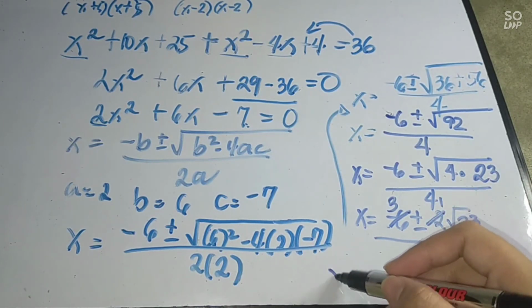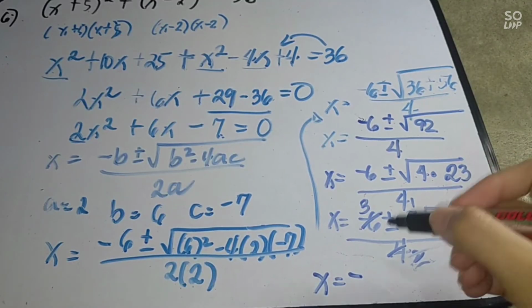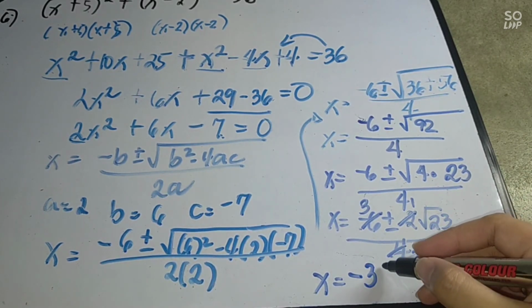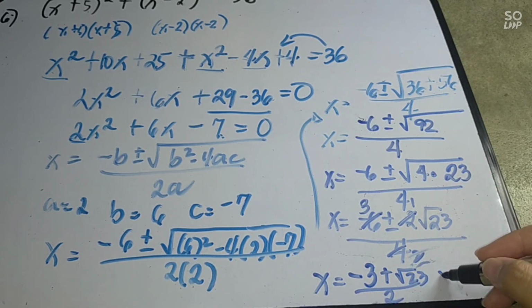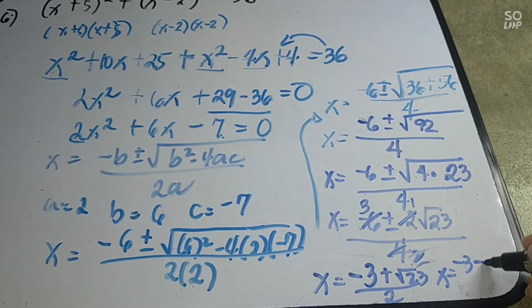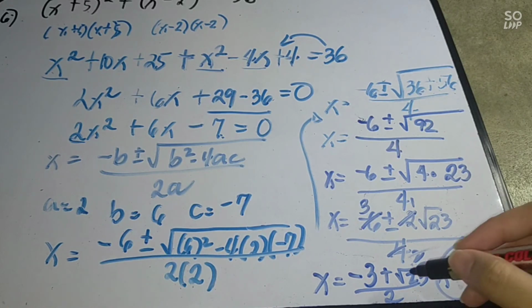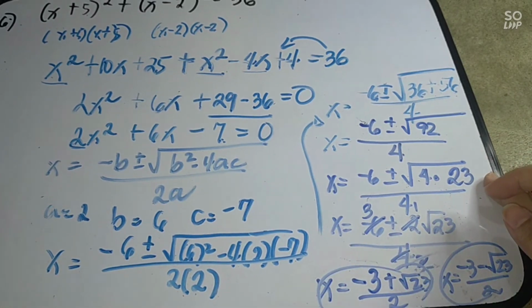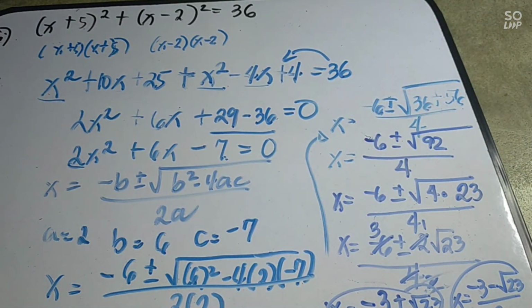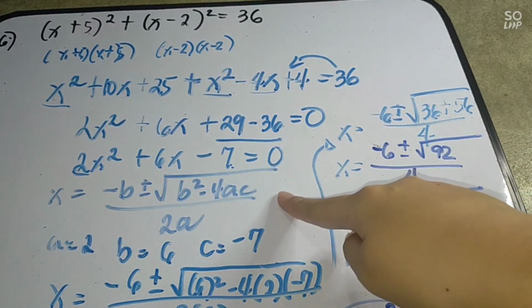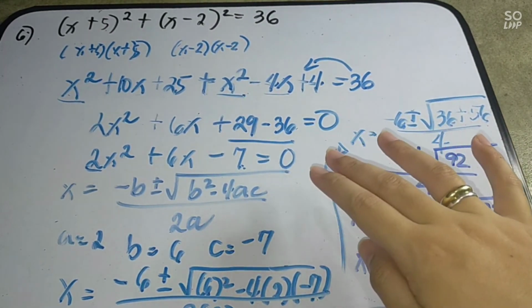So, therefore, ang x mo is equal to negative 3 positive square root of 23 over 2. Then, the other one is x is equals to negative 3, negative naman, square root of 23 over 2. That is it. So, these are the roots of this equation. Is it clear? So, kung hindi siya factorable, you need to use quadratic formula or completing the square.